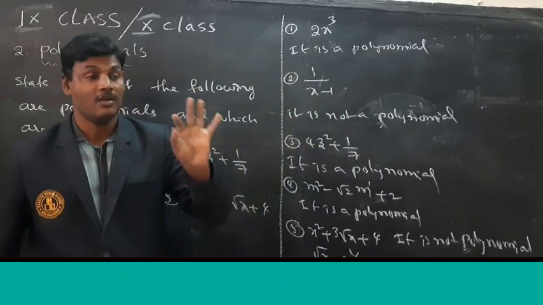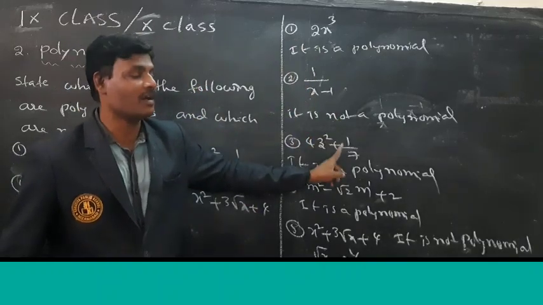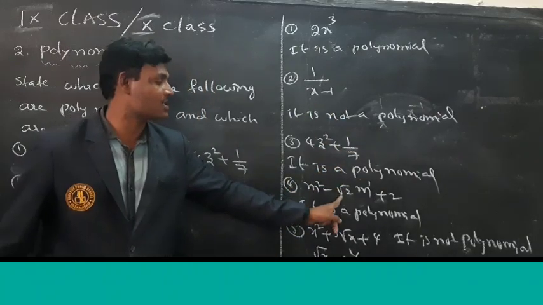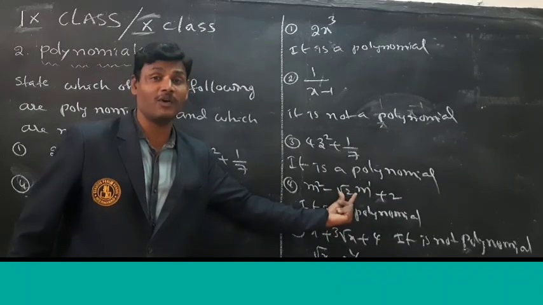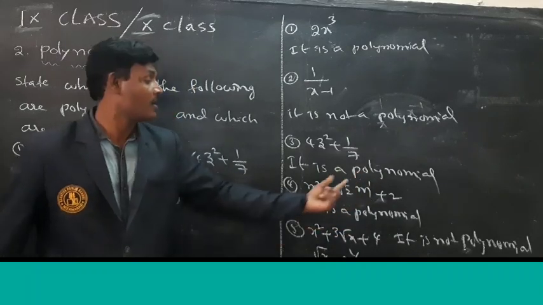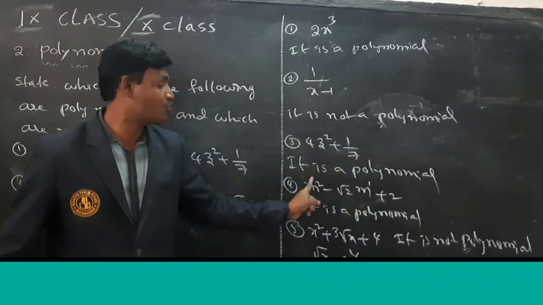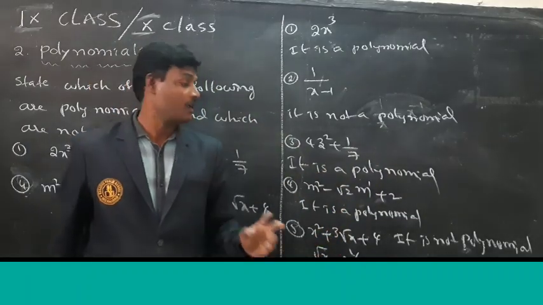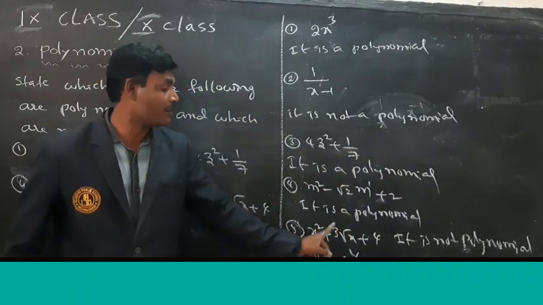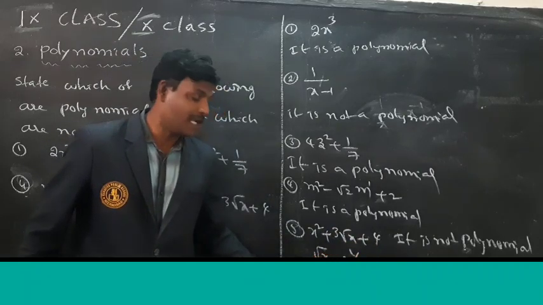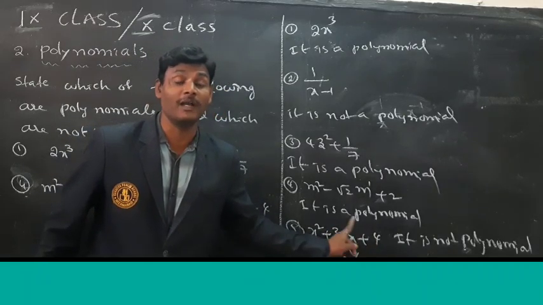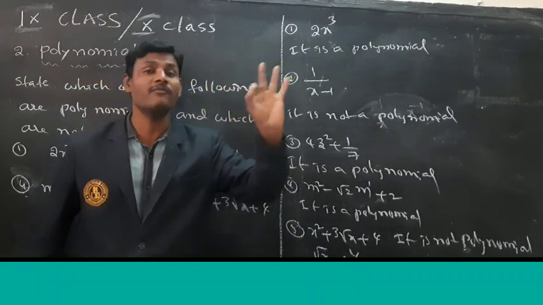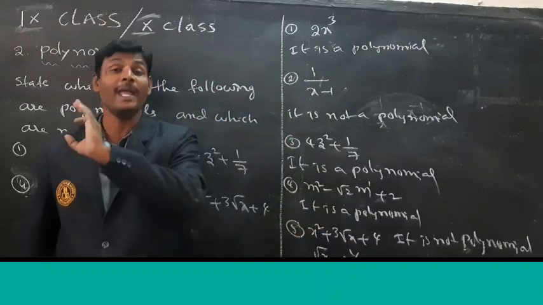Move to the third question. What is the third question? 4z square plus 1 by 7. It is a polynomial. Then what about the fourth question? m square minus root 2 m plus 2. Here root 2 is not a power of the variable. It is a coefficient. So what is the power of m? 1. So 2 and 1 are both positive integers. So it is also a polynomial. Then move to the fifth question. x square plus 3 root x plus 4. Root x we can write as x power 1 by 2. 1 by 2 is a rational number, but I need only positive integers as powers of variables. So it is also not a polynomial.